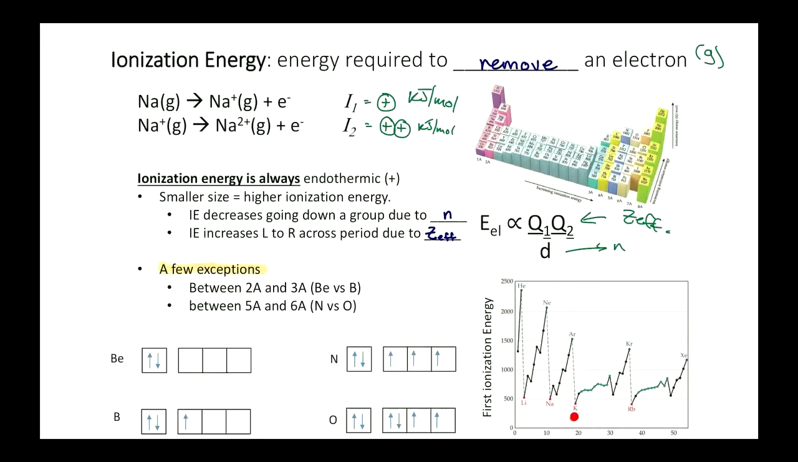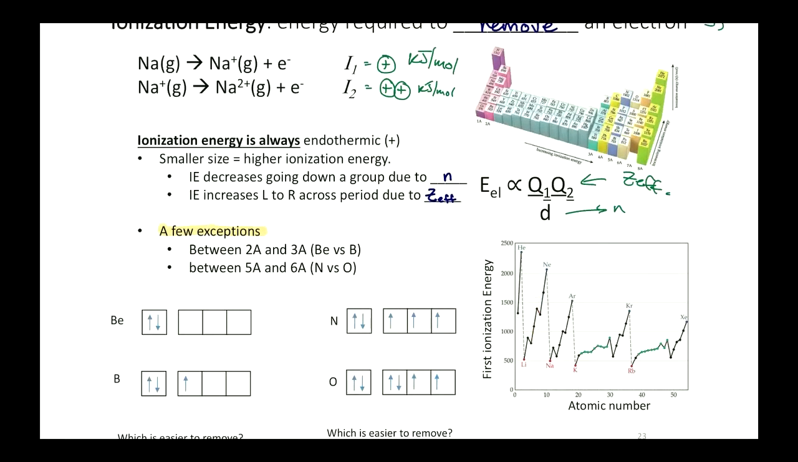As our things go left to right, we see ionization energy gradually increase. When we jump to the next N value, because the atom's getting bigger, it drops down. But then it starts going back up again because we're moving left to right. You see that there's some zigzags here, and that's where our exceptions occur. So there are some exceptions between 2A and 3A elements, and 5A and 6A elements. So you can see that's where these are.